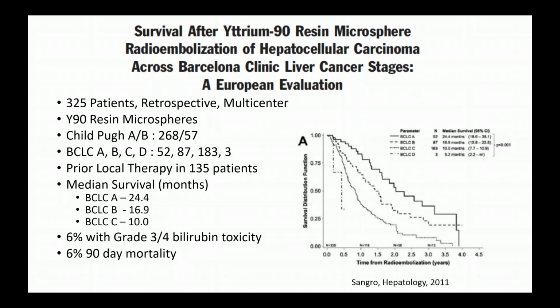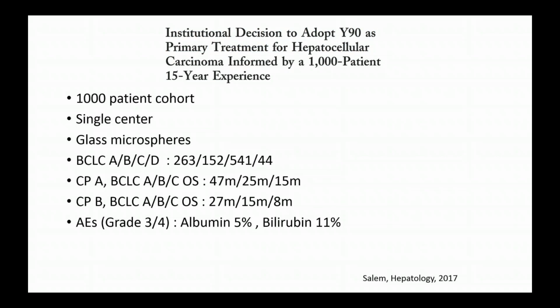This is a new paper out of the Northwestern group. They actually looked at a 1,000 patient cohort using glass microspheres for HCC. This is the largest study ever published for radioembolization in HCC, actually in any disease entity. And so they categorize their patients. They have large groups of BCLC A, B, C, and D patients.